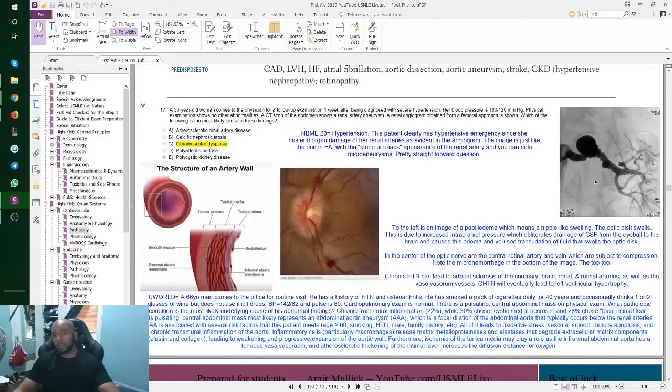And this is another image showing the same string of beads, not as clearly, but this shouldn't look like this at all, right? So that's definitely a thing. And then the patient stem here gives it away. So this is NBME 23.